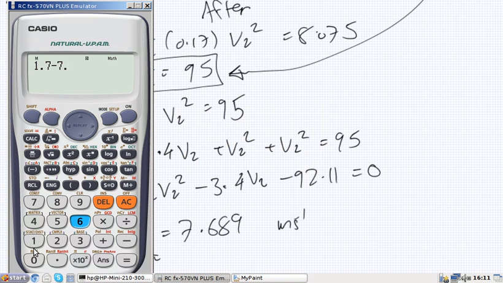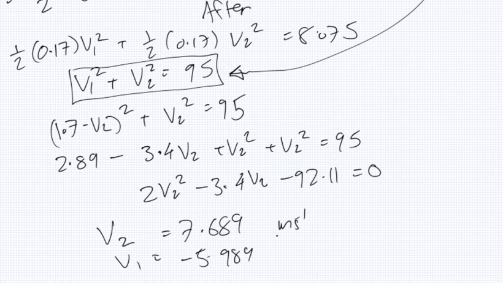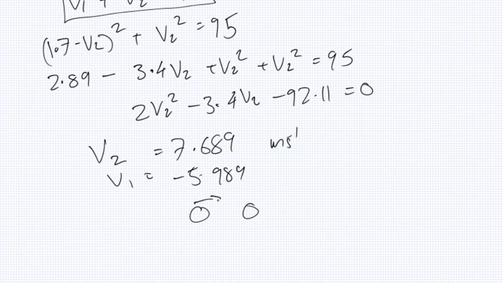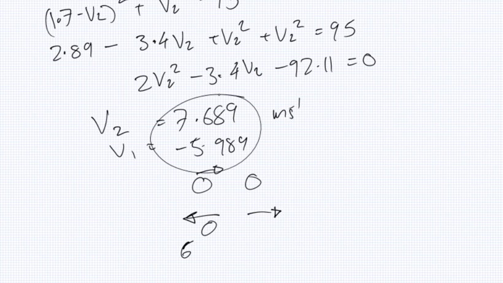Now this one can be negative, so what it means is the white ball now is heading in the opposite direction, it's heading to the left, minus 5.989. So after the collision with the white ball striking the red ball, the white ball is heading backwards now with about roughly 6 meters per second, and the red ball is continuing forward at about 7.7 meters per second here. So anyways, we have 7.689 and then minus 5.989 meters per second.